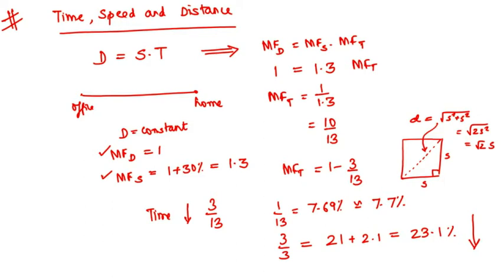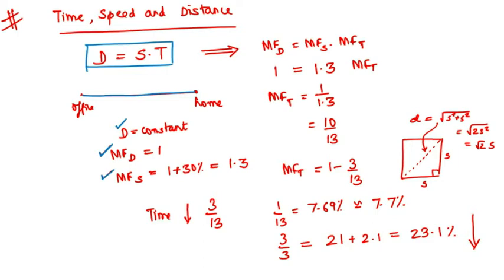I'm going to go again. This is a tough question, but don't give up. Alright, these are the type of questions that will come in the exam. Notice what I am doing. First, I know the formula, distance is equal to speed into time. Every day I cover the same distance. So the distance becomes constant for me. Therefore, I know multiplying factor of distance has to be 1. And I am saying that one day I am going 30% faster. So multiplying factor of speed is 1.3.